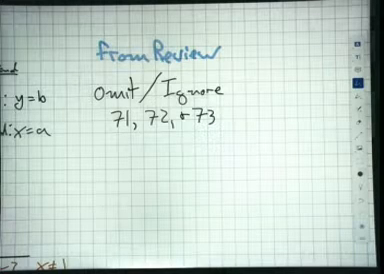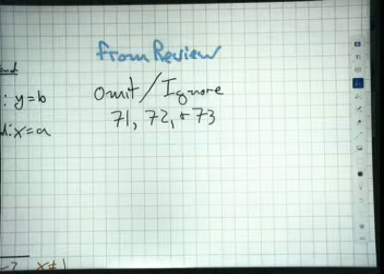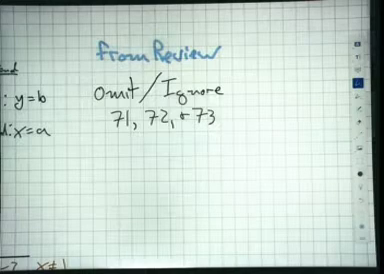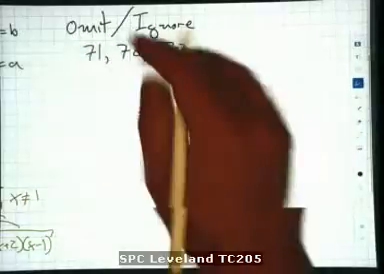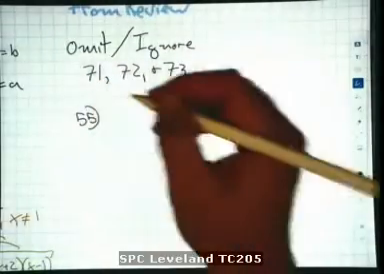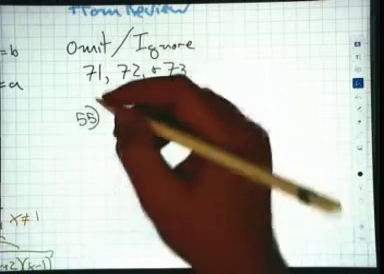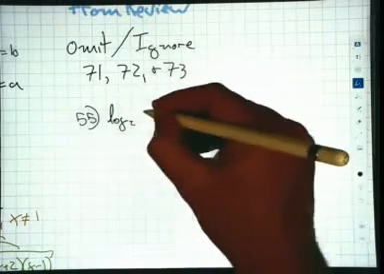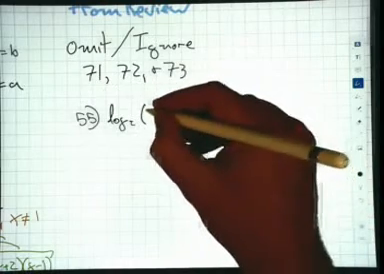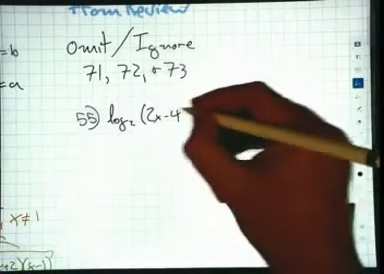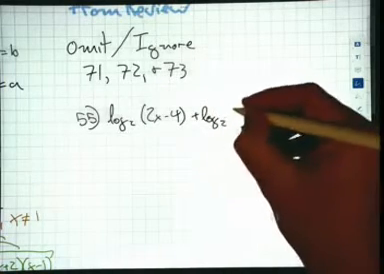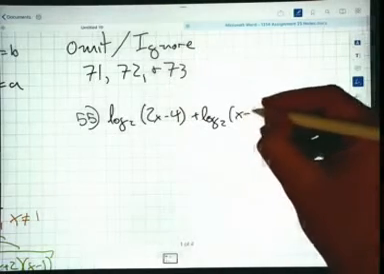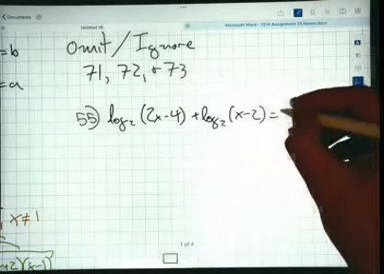So, anyways, so you said problem number 53. Is that what you wanted to look at? 55. 55. Okay. So let's go back to the review. Problem number 55. I have the log base 2 of 2x minus 4 plus the log base 2 of x minus 2 is equal to 1.